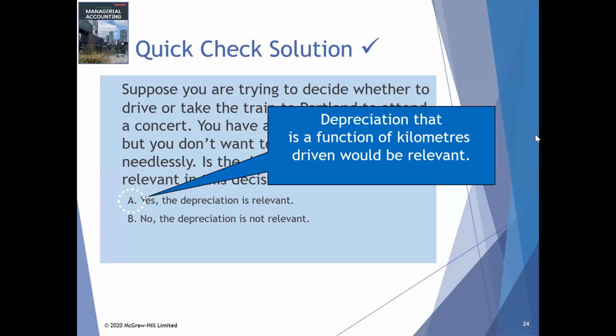In this case, the answer is A, because depreciation is a function of kilometers driven, so that would be relevant. The more kilometers your car runs, the more the value of the car will go down. That is known as depreciation. And wear and tear as well: deterioration of the tires, machines, maybe the engine.